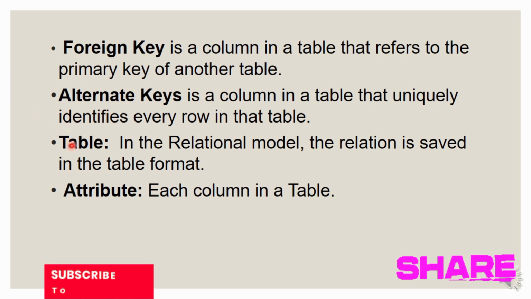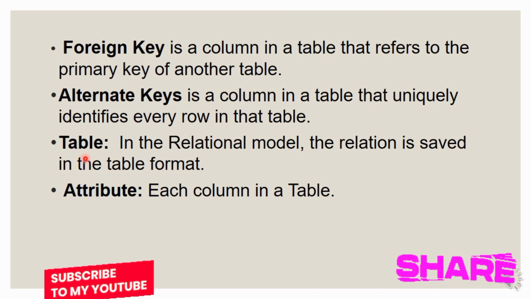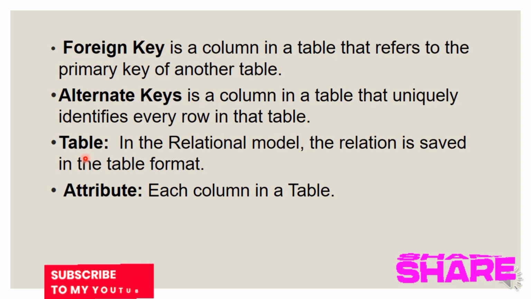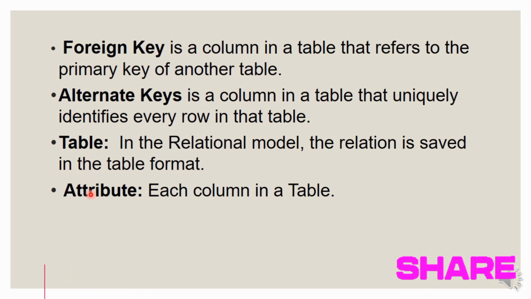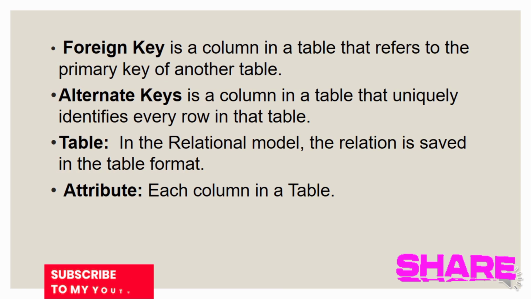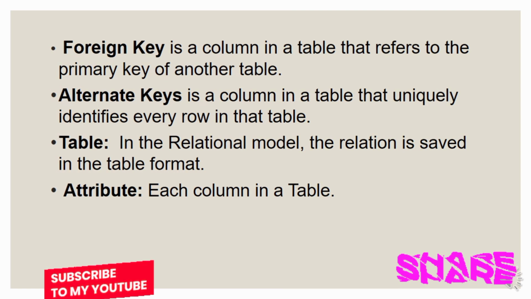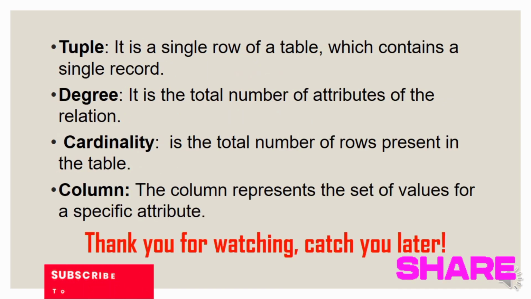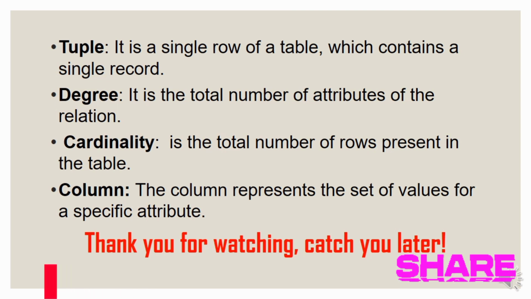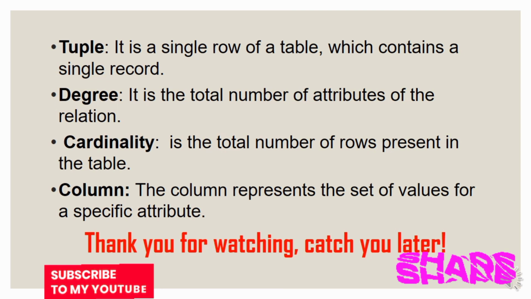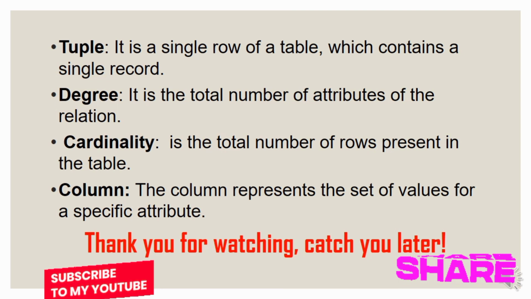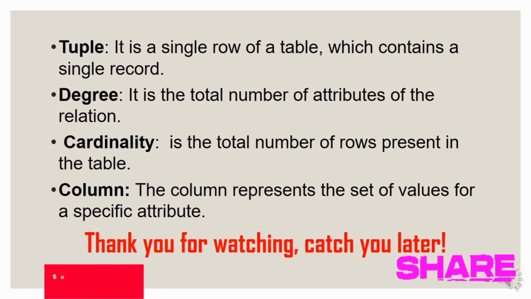And what is a table? A table is a set of rows and columns to form the cells where data will be entered. In this concept, a table is like a relation. And what about the attribute? An attribute is the same as a column of a table, a field of a table. So what is a tuple? A tuple is a single row of a table which contains a single record. So a record is the same as a row of a table. The values stored within a table row, or record, are known as a tuple.